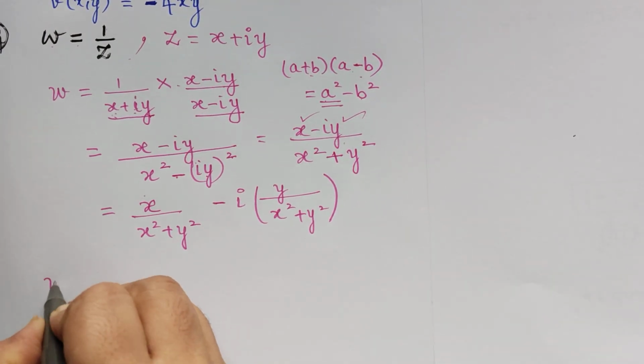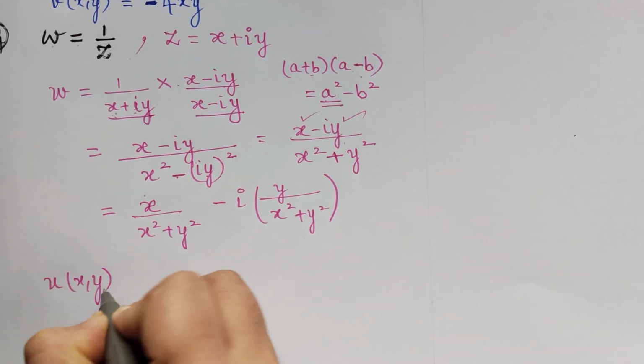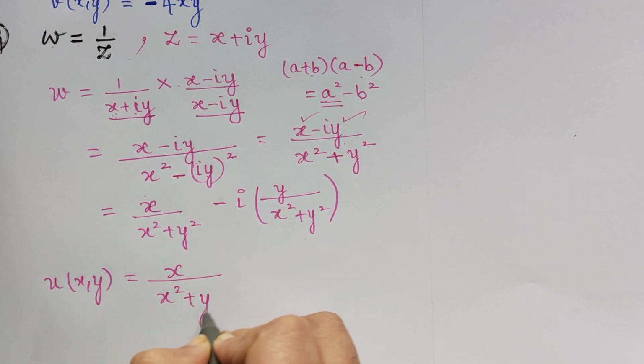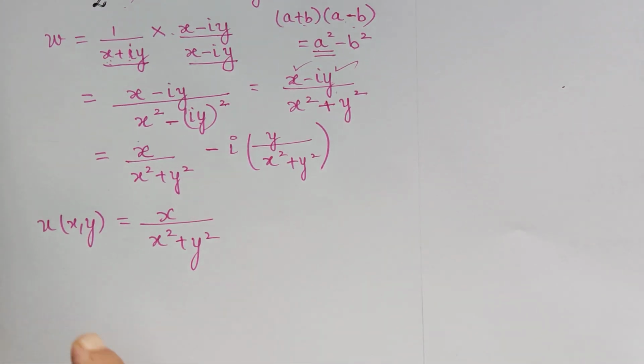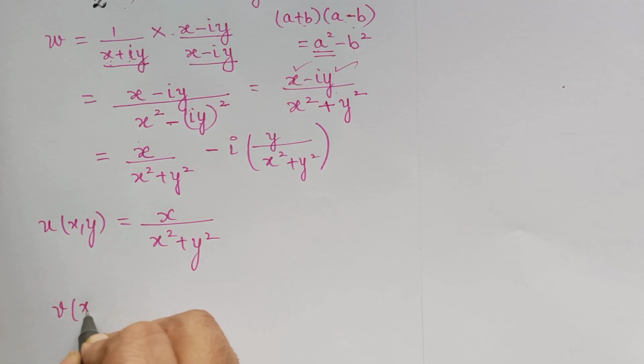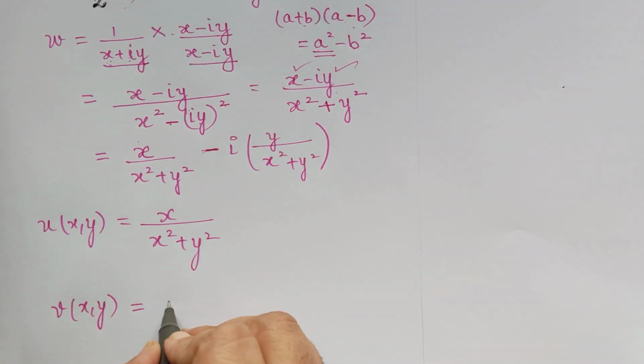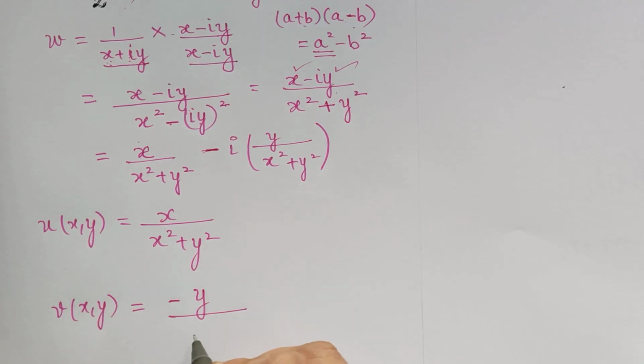So, what is the real part here? u of x comma y, which is equal to x by x square plus y square. And what is the imaginary part? It is v of x comma y, which is equal to, along with the sign you have to take it, so it will be negative y divided by x square plus y square. So we have completed this problem.